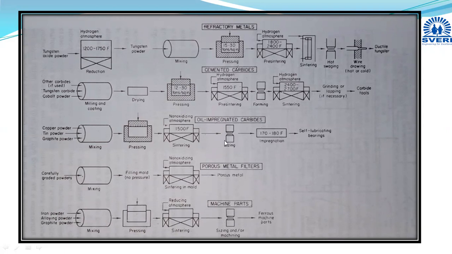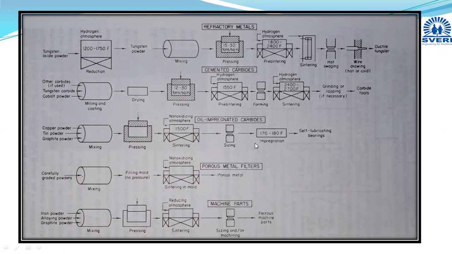This is the symbol for machining or sizing. This is the symbol for mixing, blending, pressing or compacting, then sintering and sizing. If any extra operations are used, suppose in manufacturing of oil impregnated bearing or porous bearing, we have used an impregnation operation. Then we use one box, and below that, mention the name of the operation, and if any temperature zone, time condition or parameters related to that process are used, you have to mention them in that box.